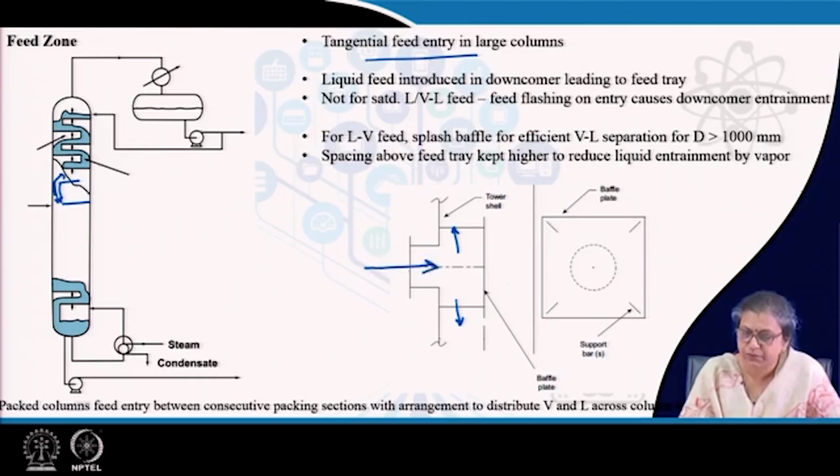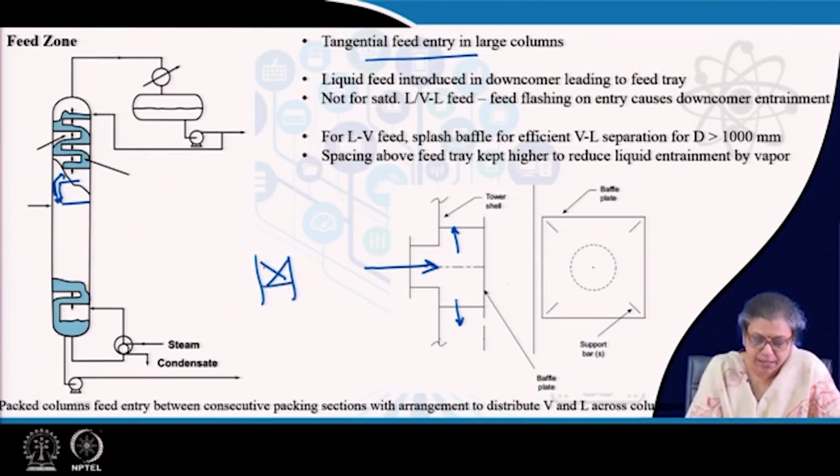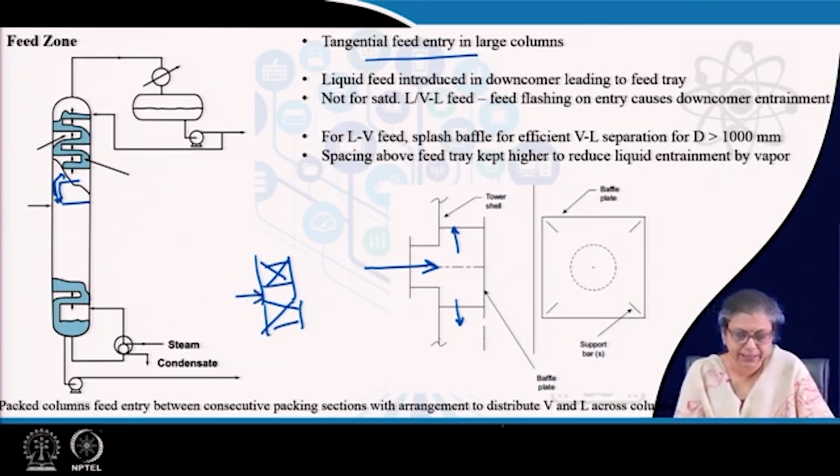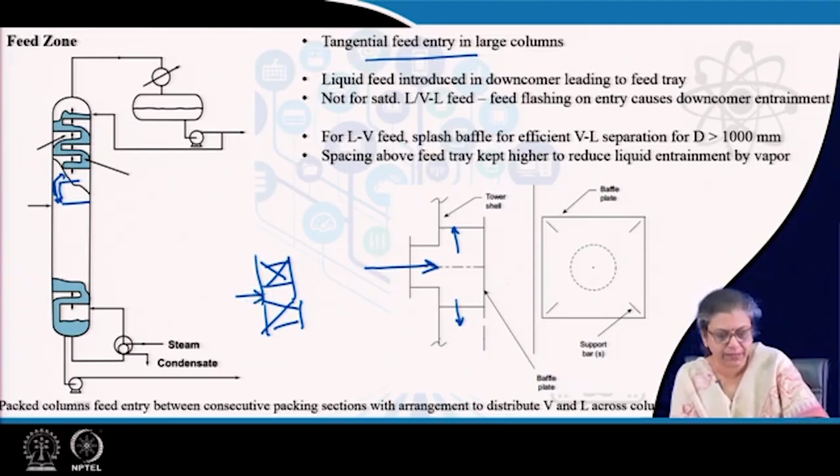So, the liquid vapor feed, when it is introduced through the nozzle, strikes on a baffle plate. This is known as a splash baffle. It strikes on the splash baffle, and then the vapor goes up and the liquid comes down. And just to mention, although we are not discussing packed columns, for the packed columns, as I had mentioned earlier, there are two packing sections. Between these two packing sections, usually the feed is introduced, and then there are of course arrangements for distributing the vapor and liquid across the column section. We will be discussing it later.